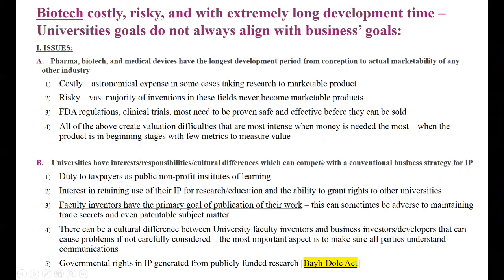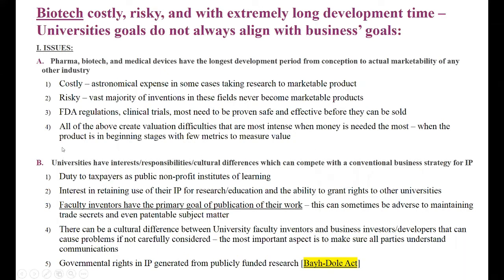So starting with biotech, as I think you all know, it's a very costly and risky business. You never know whether you're going to end up with a marketable product. A lot of inventions are made in the field that never amount to marketable products. There's a lot of cost in clinical trials, FDA regulations and the like. And so valuation is difficult.